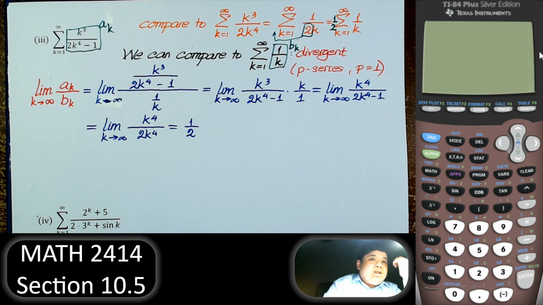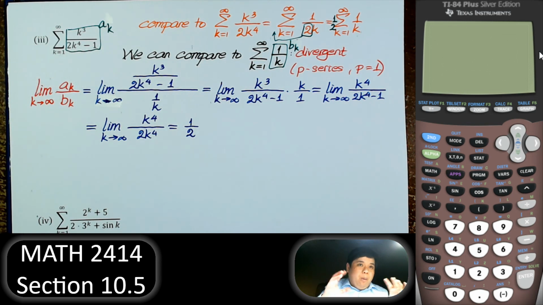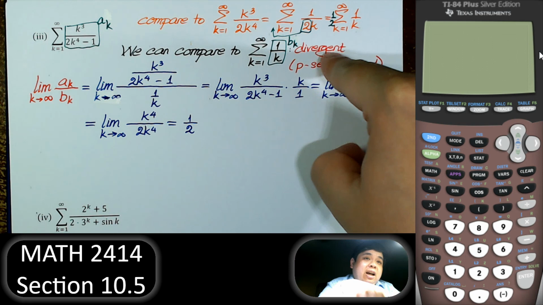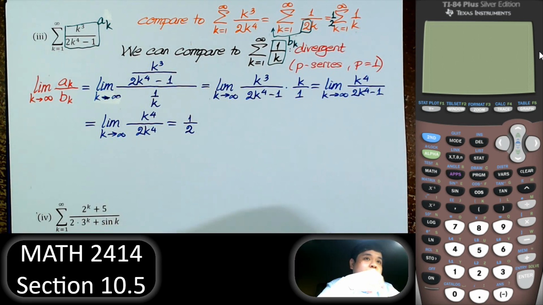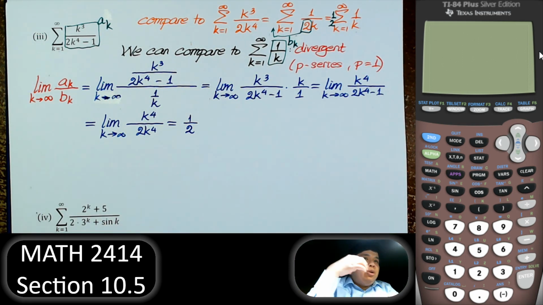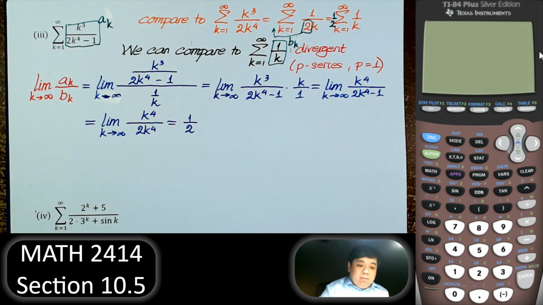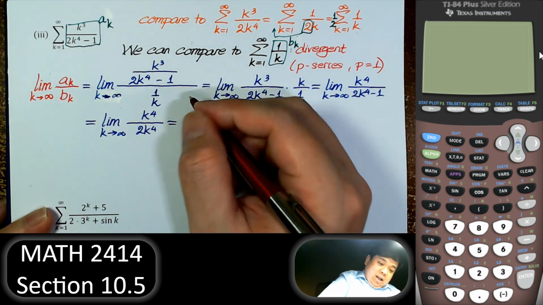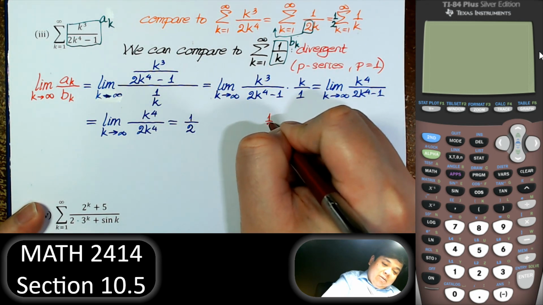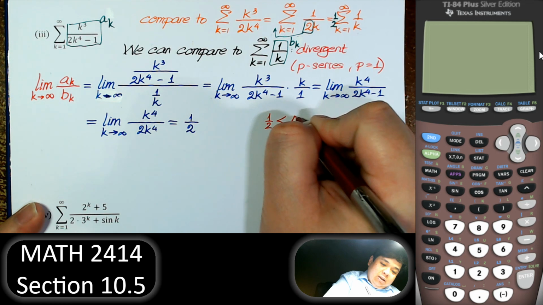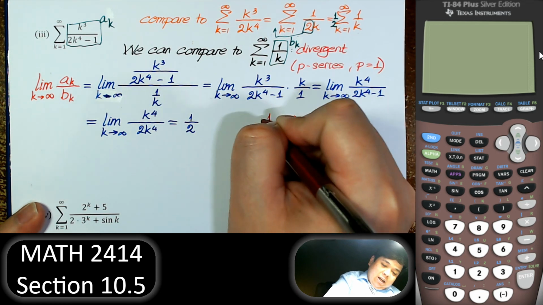Kind of like what we did earlier with the comparing rate. If this is equal to 1/2, meaning those two have a comparable rate. If they have the comparable rate, if one of them is divergent, so is the other one, right? So if you can actually compare this in terms of ranking the terms, that certainly works. And so this is 1/2, and because 1/2 is between infinity and 0.